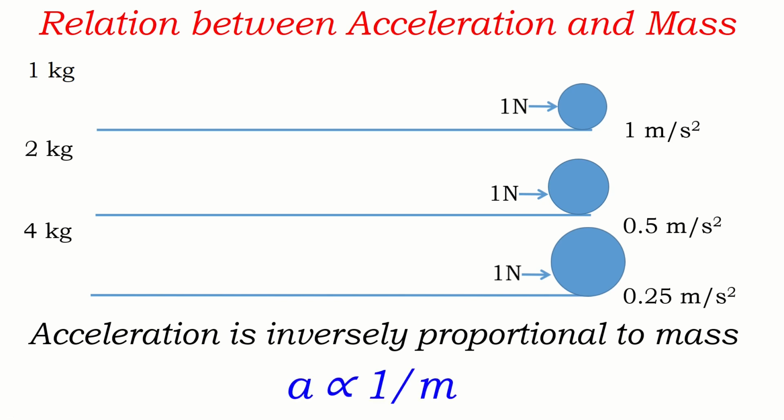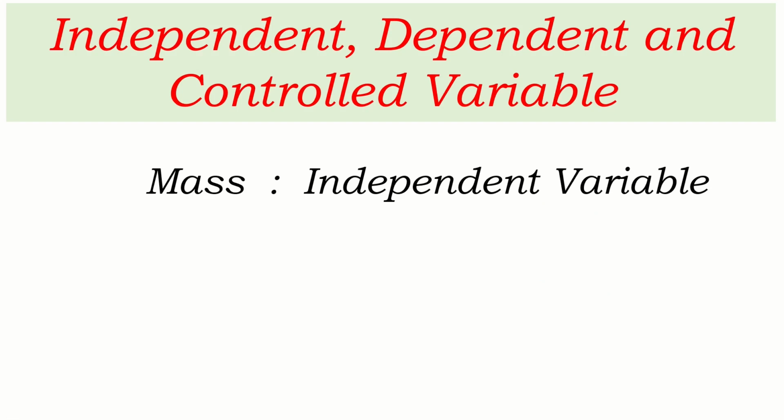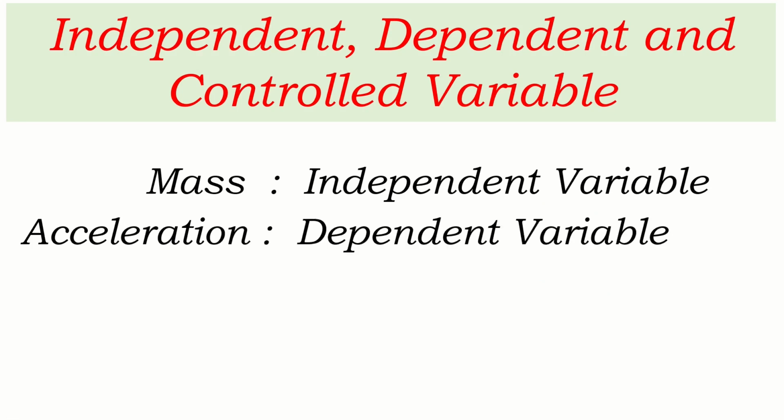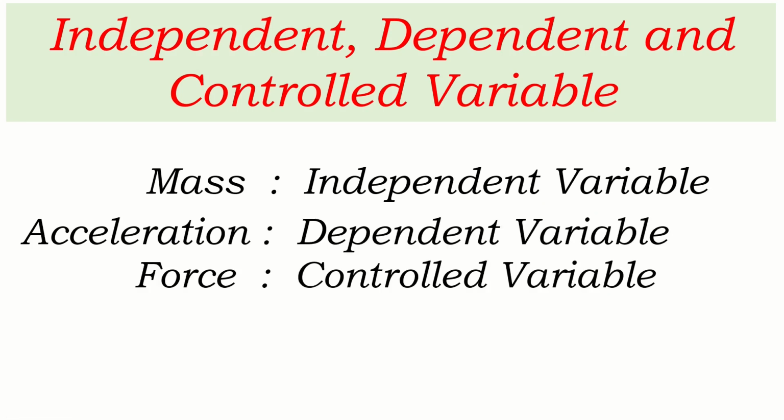Okay, we can declare this in symbolic form also. Acceleration is inversely proportional to mass. In scientific research and in other research also, the variables can be represented by symbols. Okay, mass is the independent variable, acceleration is the dependent variable, and force is the controlled variable at this time.